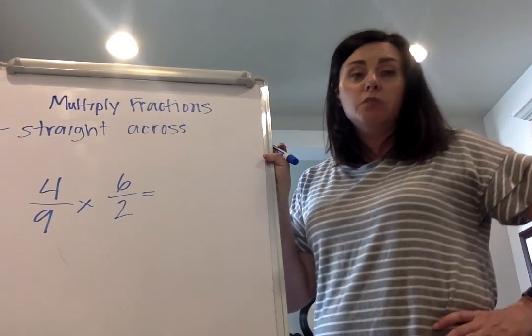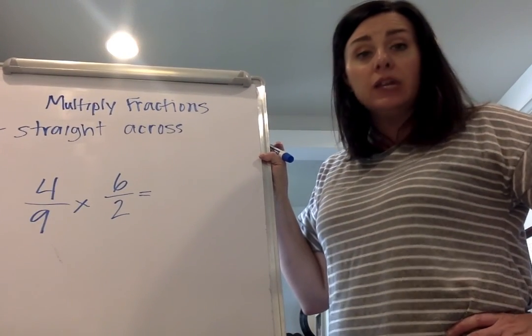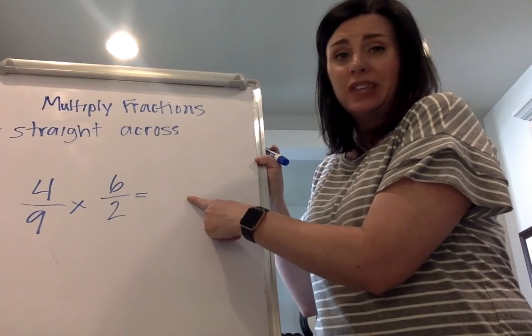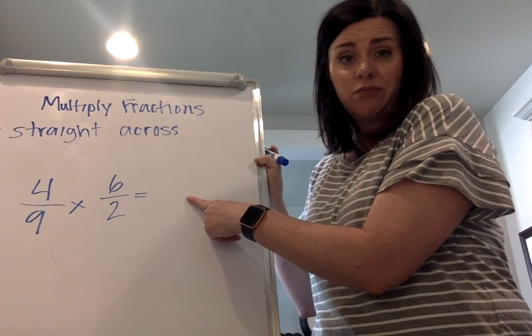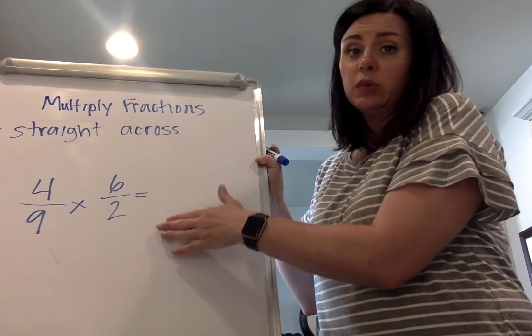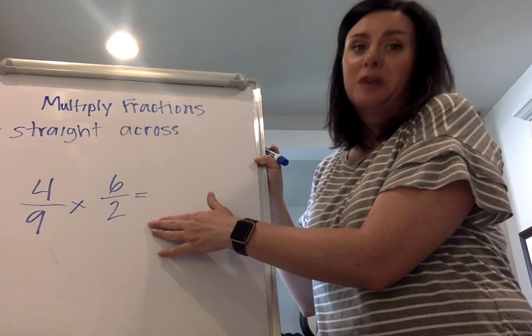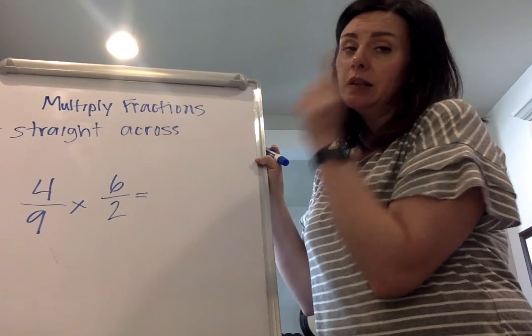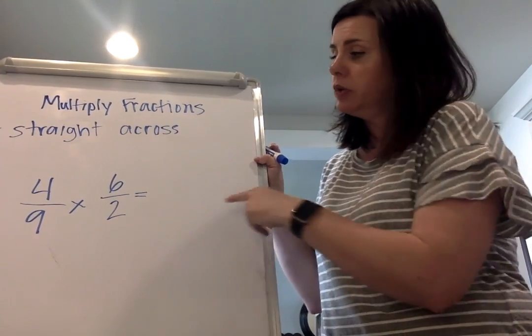Before I even multiply, I can reduce these numbers so that it'll make it easier when I get my answer at the end. I won't have to reduce. Either way will work. I like to reduce first because I'm dealing with smaller numbers. If I reduce after, it takes a little bit more thinking. So I'm going to reduce now.